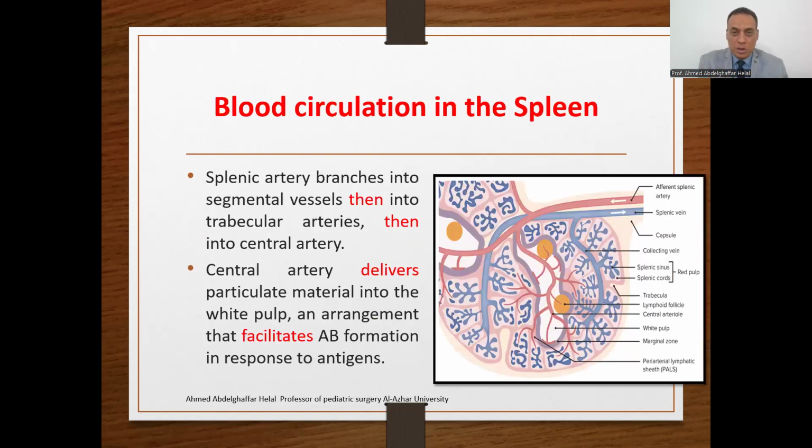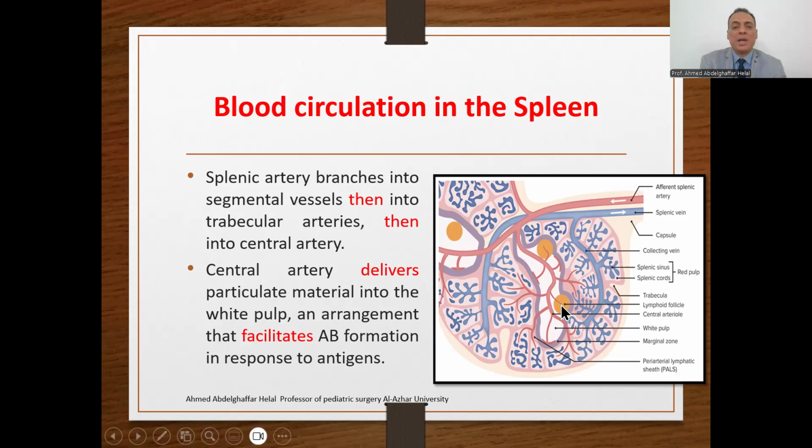Now, we should imagine the blood circulation inside the spleen. It's very important that the splenic artery will branch. This is the splenic artery, which will branch into segmental vessels inside the spleen. Then these segmental vessels will become trabecular vessels. We know that the spleen has a capsule and trabeculae. So there will be trabecular arteries, then what's called small central arteries. Then this is a central artery.